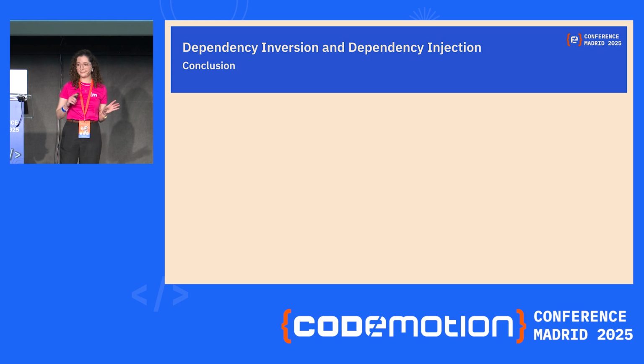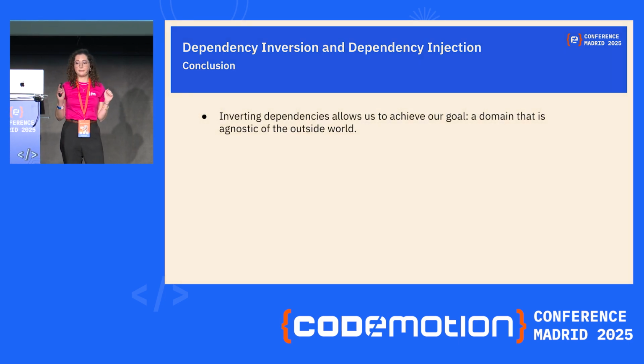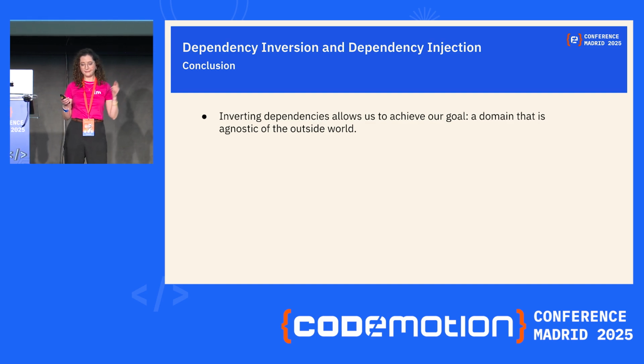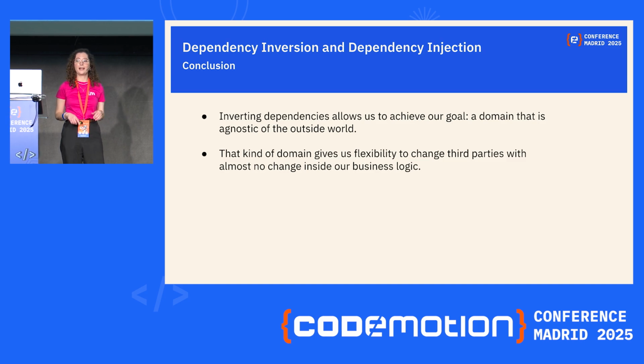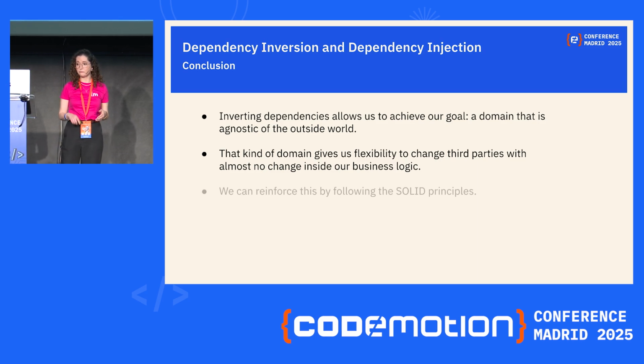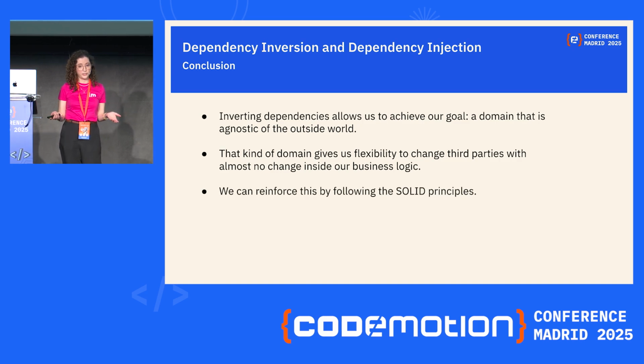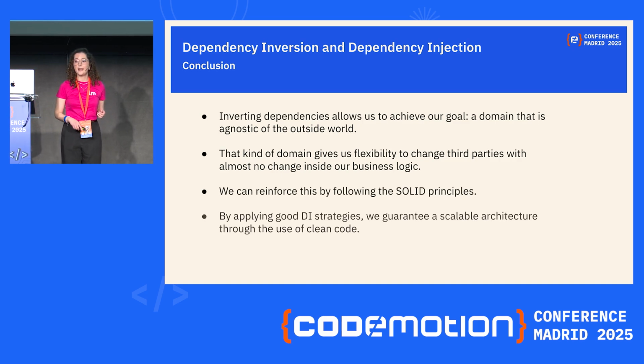In conclusion, inverting your dependencies is great because it will allow you to achieve our goal, which is a flexible domain that's as agnostic as possible to the outside world. If you do that, you will have a kind of domain that will allow you to replace third-party libraries as many times as you need and whenever you need, without affecting your business logic or product requirements. We can reinforce this by following SOLID principles, our beloved, of course. And if you apply good dependency injection strategies, you can guarantee that you will have a scalable architecture through the use of clean code, which we all know and love.